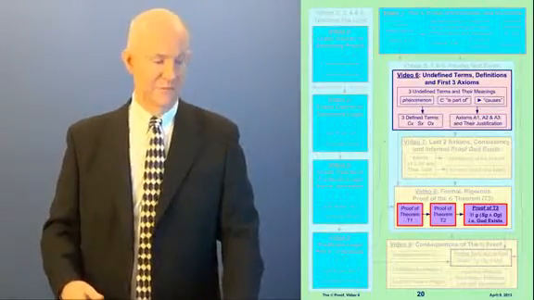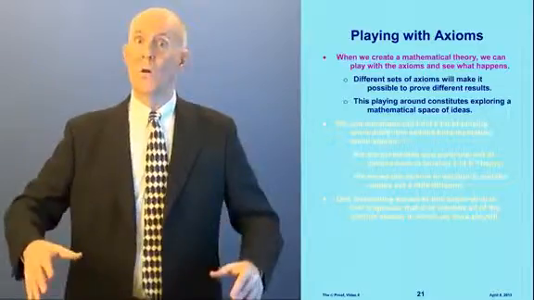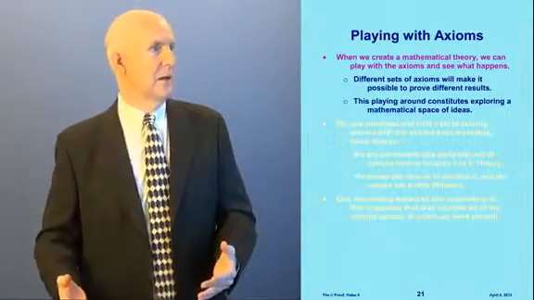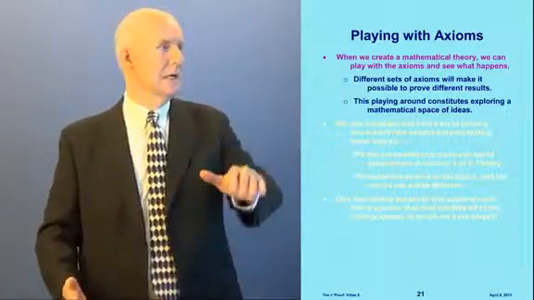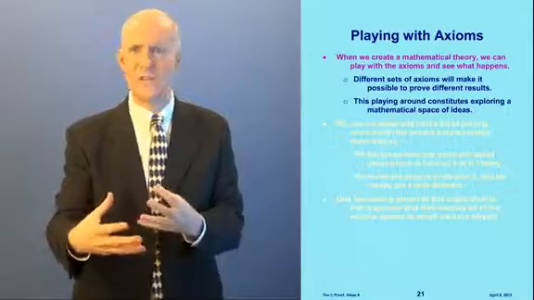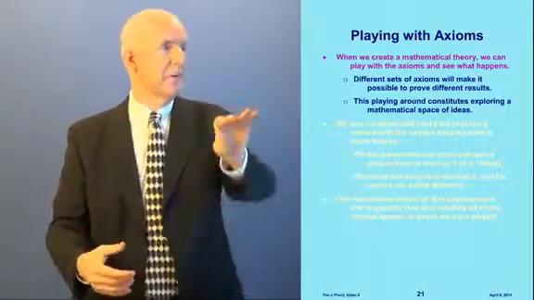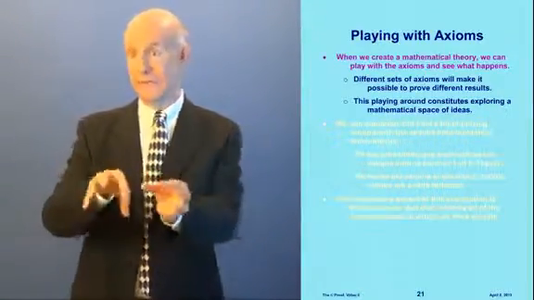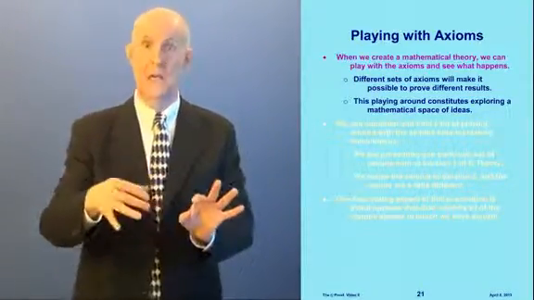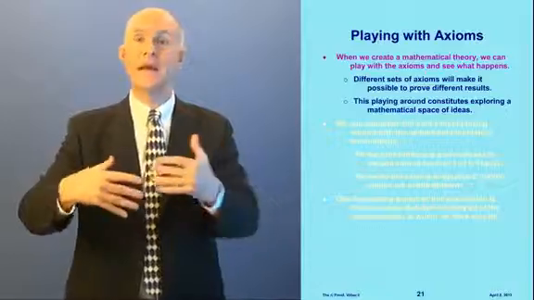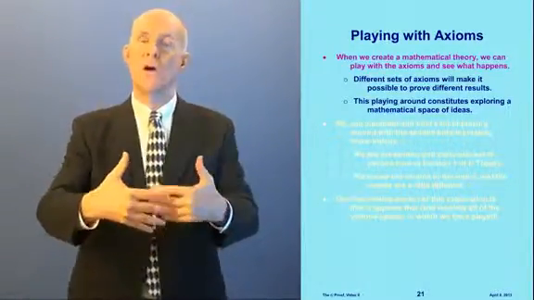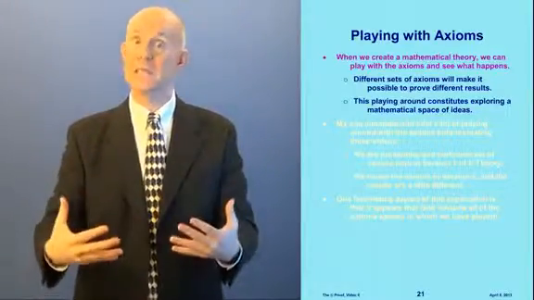All right, now, when we're creating a mathematical theory, we get to play with the axioms and see what happens. If you change the axioms around, or you take a different set of axioms, you get different results. So this playing around, seeing what happens if I try this axiom, adjust this one, get rid of that one, put this one in, and seeing what the possible results are that can be proven, we are exploring a mathematical space of ideas.